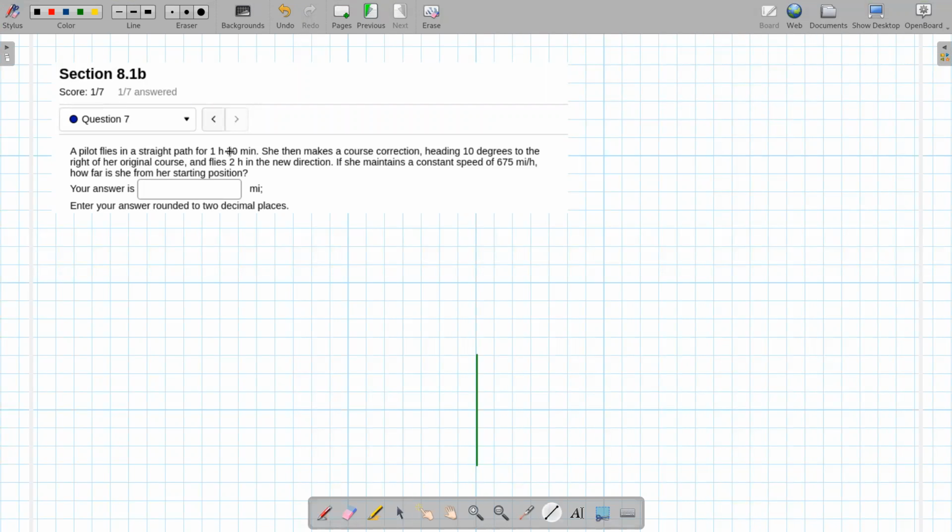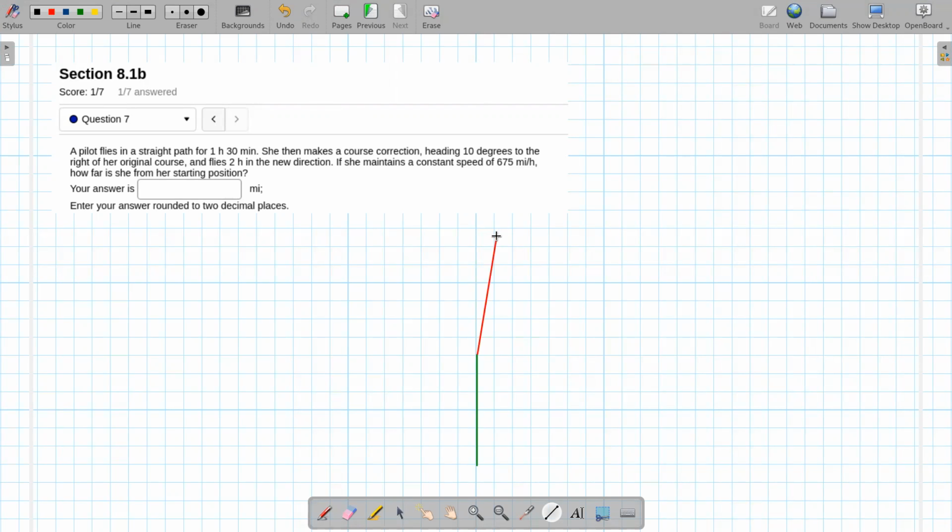And then she changes direction 10 degrees to the right. Okay, so 10 degrees to the right. So that's not much of a change, right? So this is flying 10 degrees to the right. It's maybe like that much right there. I'll exaggerate a little bit and make it that much.